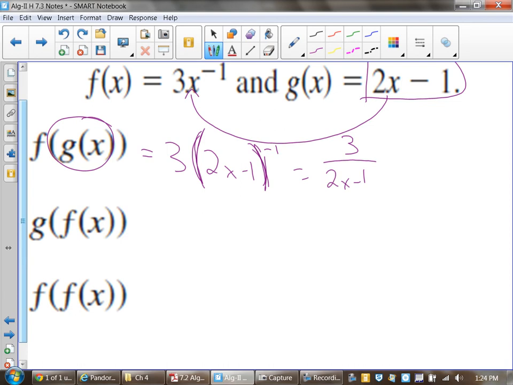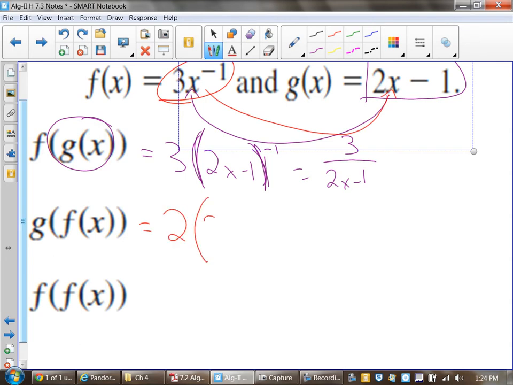G of f of x. Now I take the f of x equation, I substitute it where? Into the g. So I start with the f of x equation, and I go here. So I get 2 times 3x to the negative 1, minus 1. What's 2 times 3? 6. So you get 6x to the negative 1 minus 1.